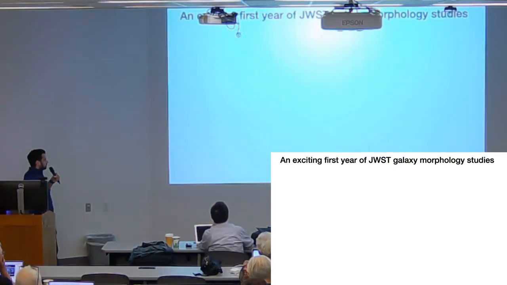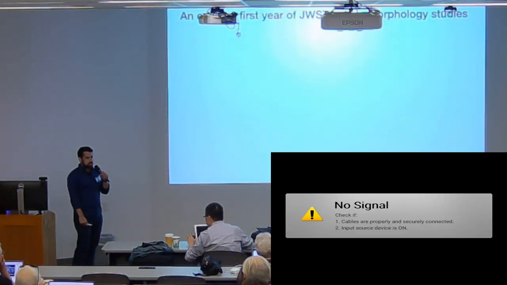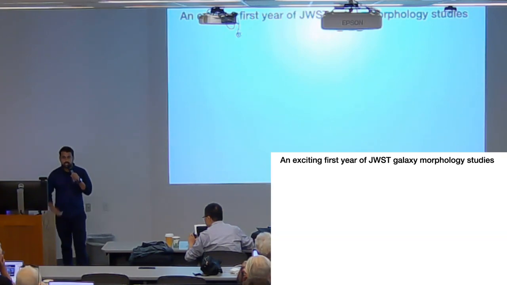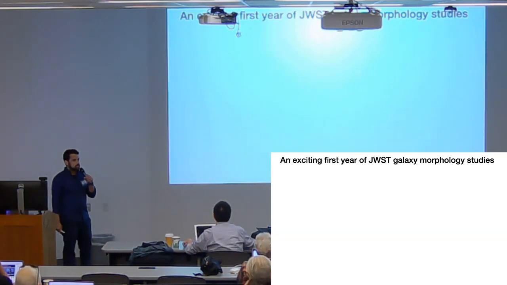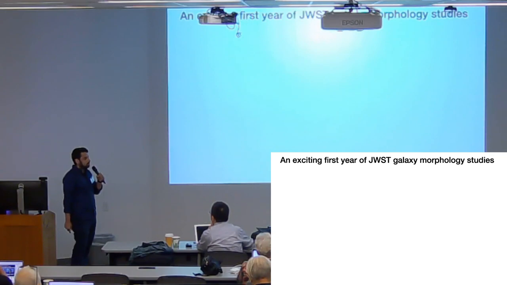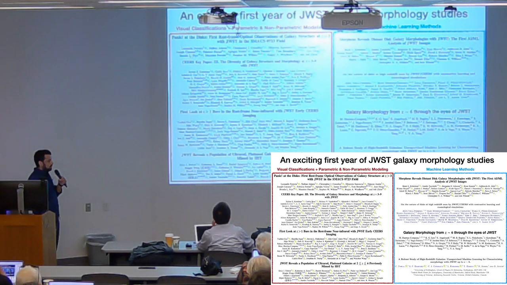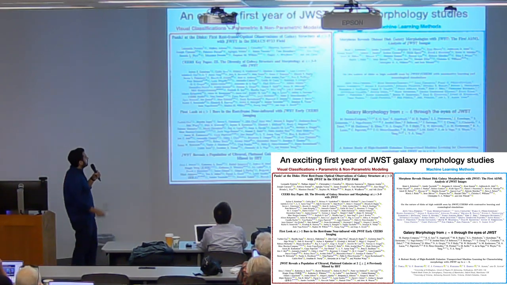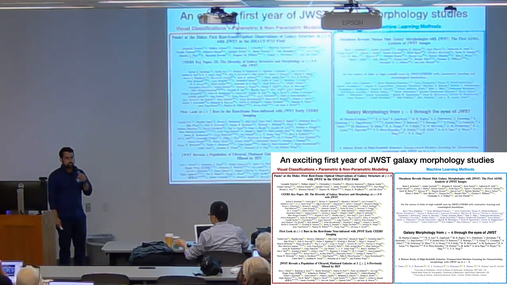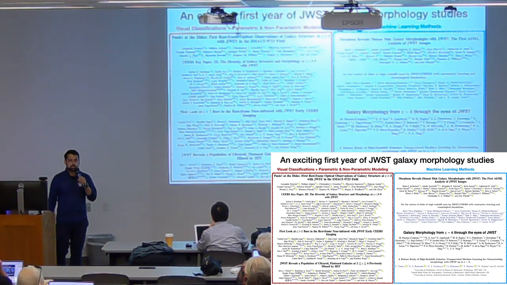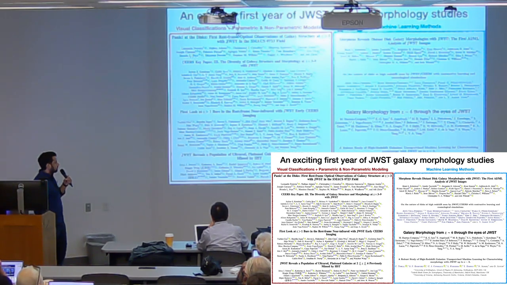So we've already heard that it's been an exciting first year for JWST for many reasons, one of which is that it has enabled many interesting studies of the morphologies of the most distant galaxies. And so here is just a listing of a few recent papers that have used a combination of visual classifications and parametric and non-parametric morphological modeling and machine learning methods to probe the diversity of galaxy structure at the earliest epochs that we can observe with JWST.